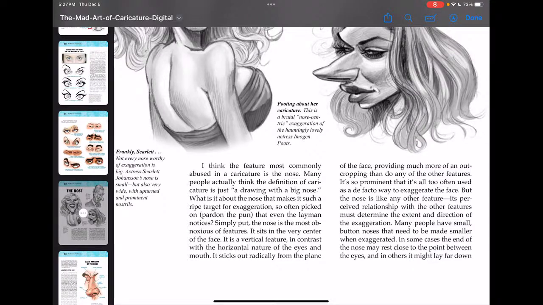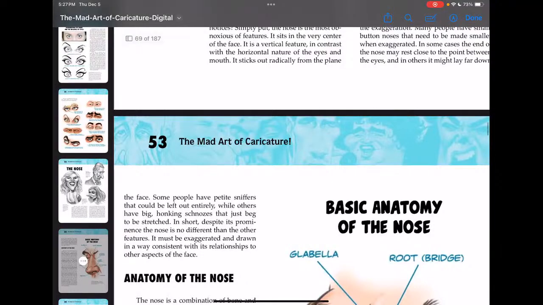But the nose is like any other feature. Its perceived relationship with the other features must determine the extent and direction of the exaggeration. Many people have small button noses that need to be made smaller when exaggerated. In some cases, the end of the nose may rest close to the point between the eyes, and in others, it might lay far down the face.